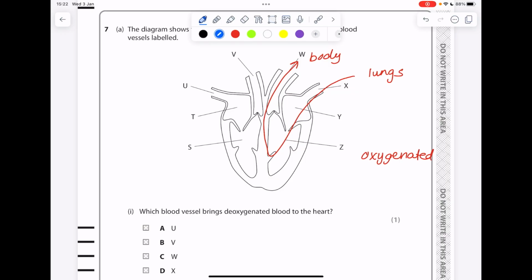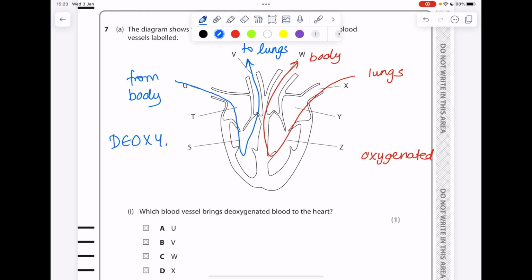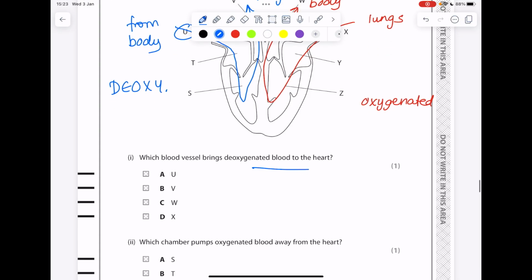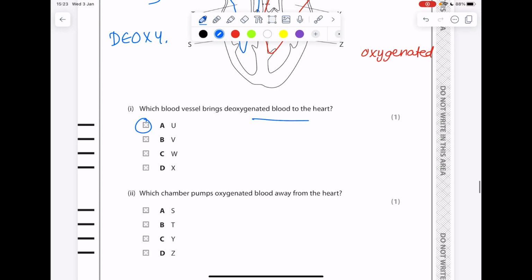Now, if we look at the right-hand side, remember that blood is deoxygenated. It's coming from the body where the cells have used up the oxygen in their respiration. It's going to the lungs to become oxygenated. It's worth labelling these things to get your eye in. Which blood vessel brings deoxygenated blood to the heart? It's this one here. It's U, the vena cava.